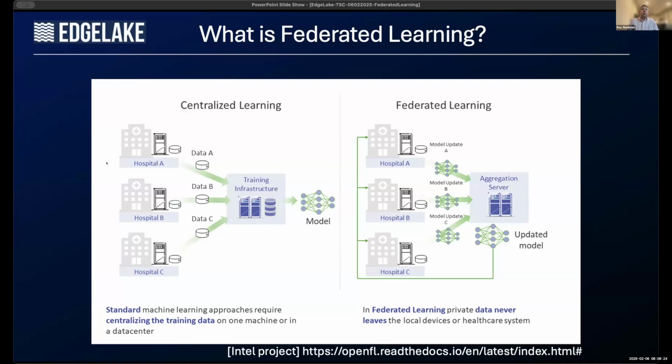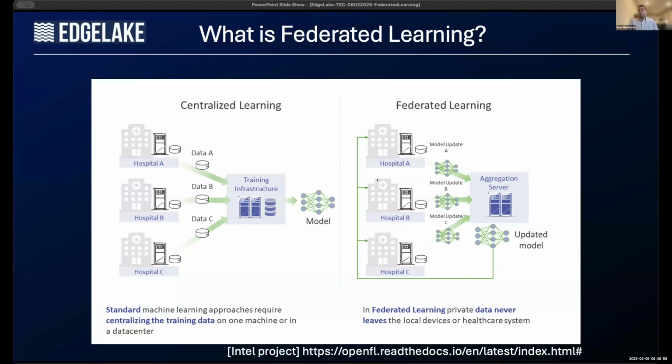So in centralized learning, we have multiple entities. We have hospital A, hospital B, and hospital C. To run some machine learning algorithm on this data in a collaborative way, all the entities have to centralize the data to a centralized infrastructure. The key point to take here is that the data has to physically move to a centralized location. And once this data is in a centralized location, such as in the training infrastructure that is built, then we can create a machine learning model that each entity can use.